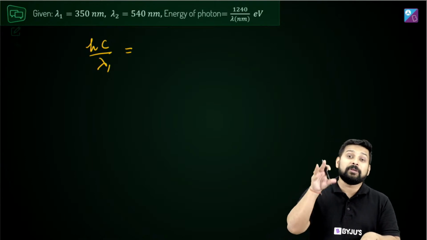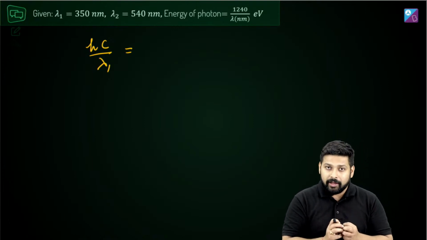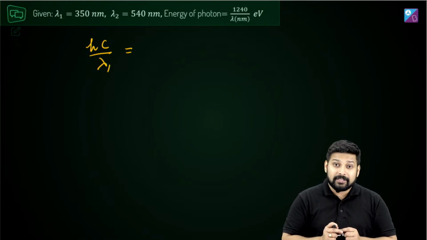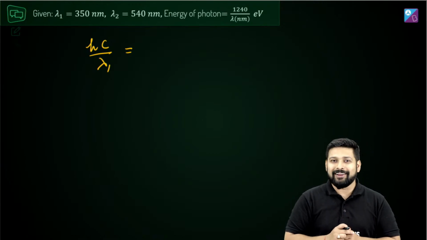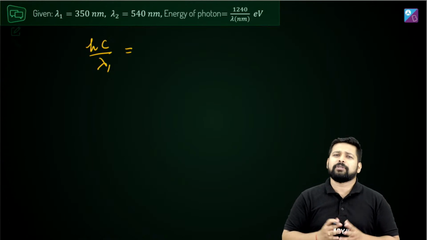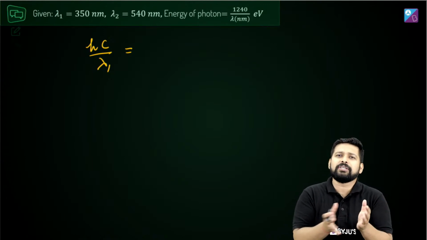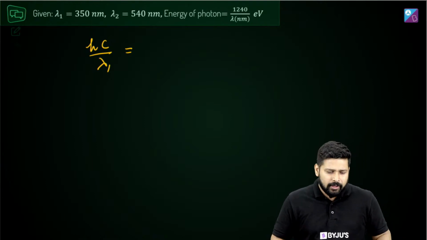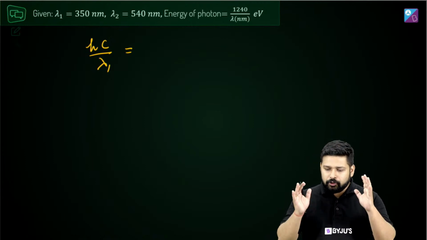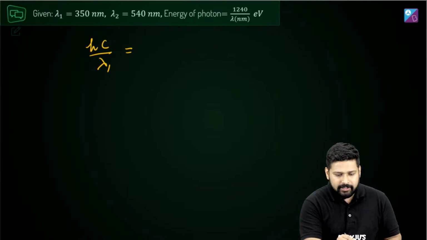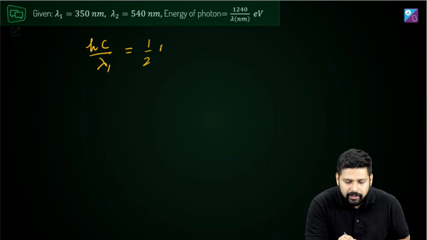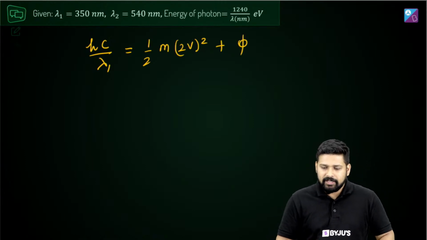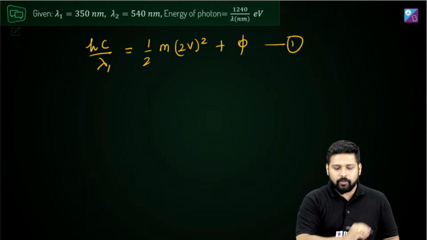Because in the question it has been mentioned that for lambda 1, corresponding to which the energy is more, the velocity is also supposed to be higher, right? And for which the energy is less, its velocity will also be less, obviously. Because this energy is what is getting converted into kinetic energy, right? Are you getting it? Okay. So hc by lambda 1 is equal to, can I write, half m (2v) squared plus phi. Correct. Let's say this is my equation number 1.